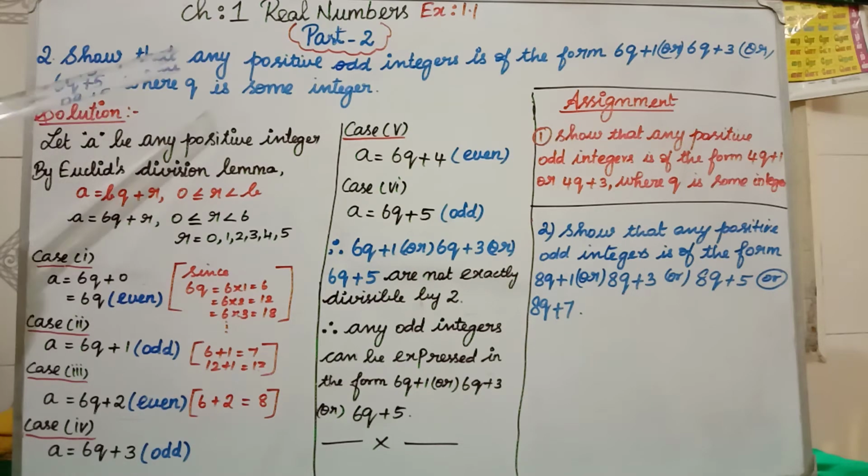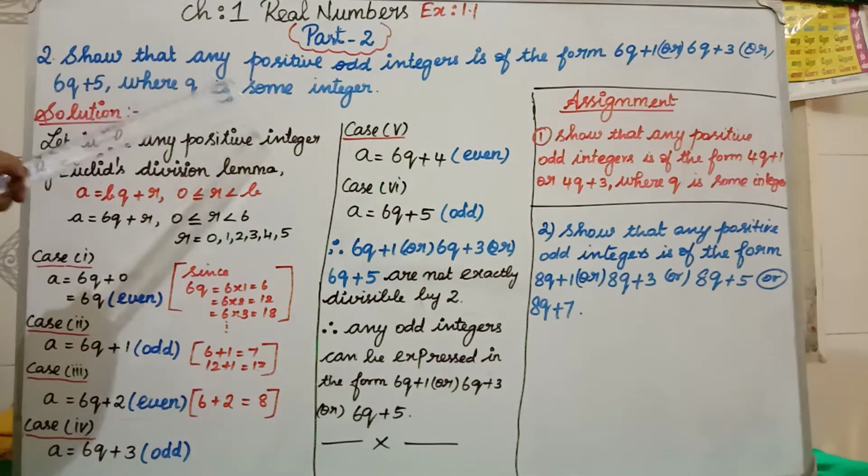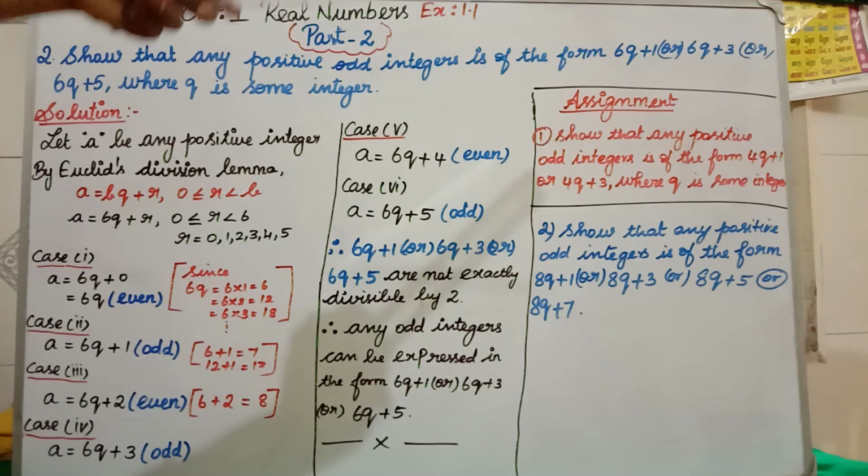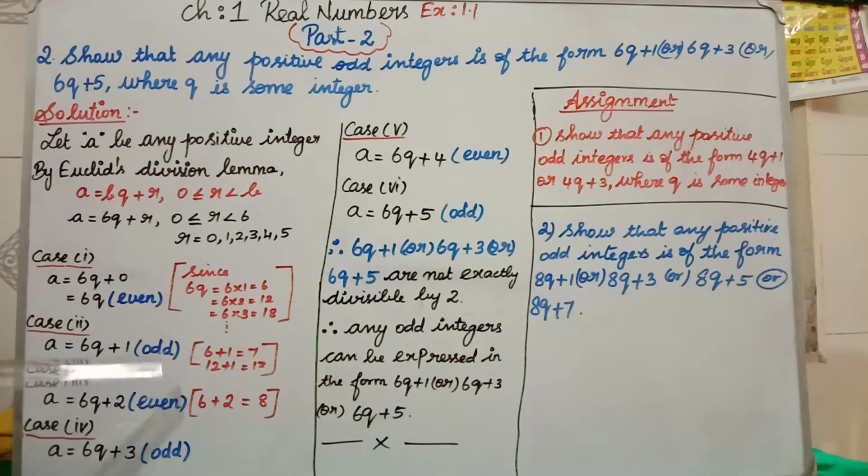What do we have to show? We want to show an odd positive integer. We have shown it, isn't it? Only these three we have got as odd. All the others are even. So finally our problem ends.